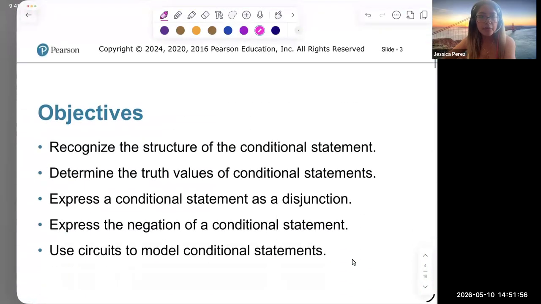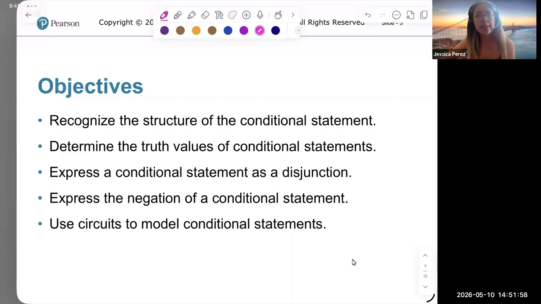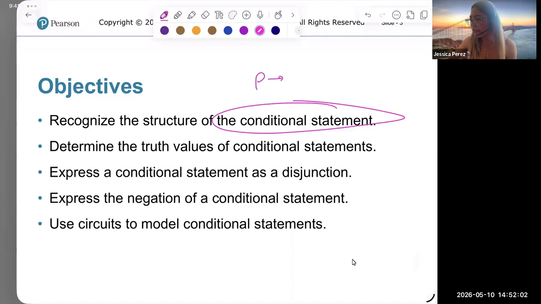The objective of 3.3 is to recognize the structure of a conditional statement. A conditional statement is an if P then Q. If P then Q. So we're going to have some conditional statements in section 3.3. We're going to be determining the truth value for conditional statements. So instead of a P or Q, it will be if, then. It has a different truth table. So we're going to learn about those truth tables.